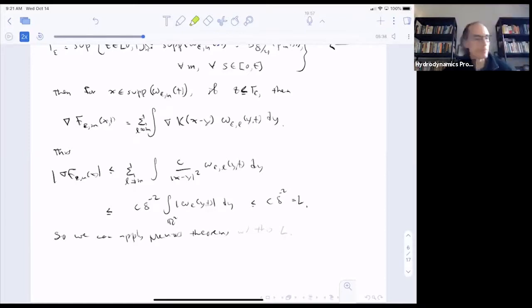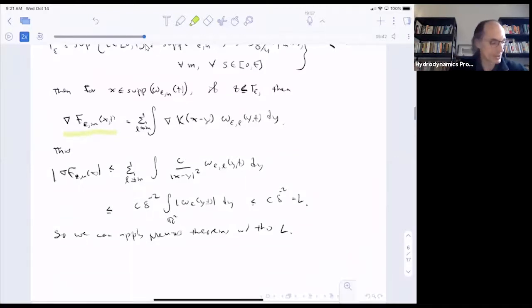Okay, so again, this is just the definition of F differentiated. K is homogeneous of degree minus 1. Gradient of K is homogeneous of degree minus 2. So it's bounded by a constant over |x minus y| squared. And |x minus y| is at least delta over 2. And so 1 over |x minus y| squared is at most 4 delta to the minus 2, which is here.